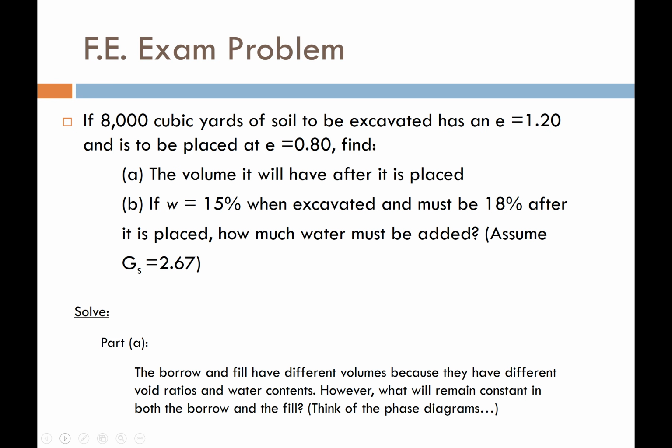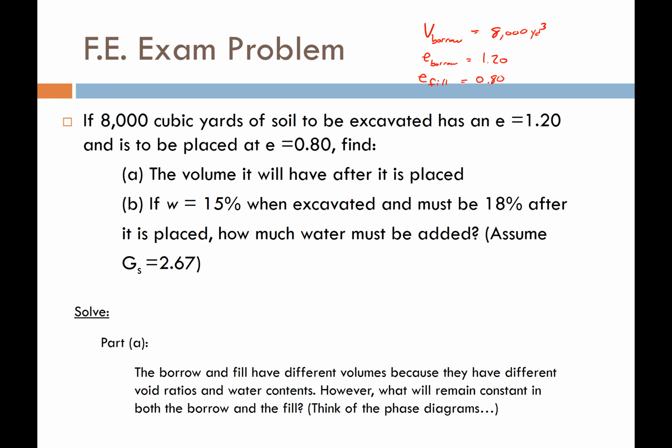So in this example, I have 8,000 cubic yards of soil to be excavated, and it has a void ratio of 1.2 and is to be placed at a void ratio of 0.8. So what do we know? We know that the volume of the borrow is 8,000 cubic yards. We know that the void ratio of the borrow is 1.20, and the void ratio of the fill is 0.80.